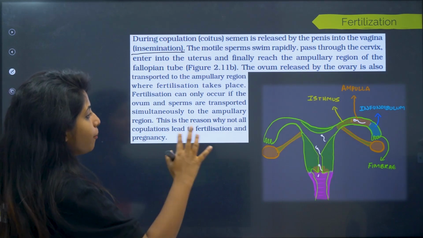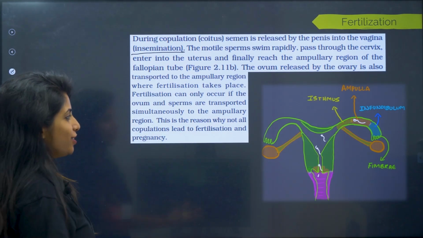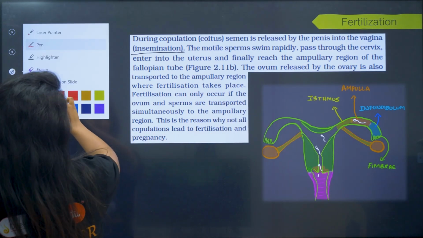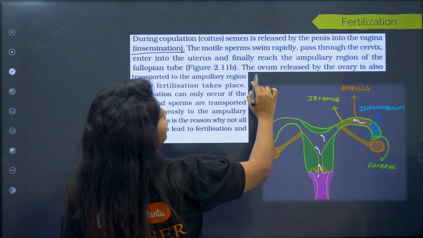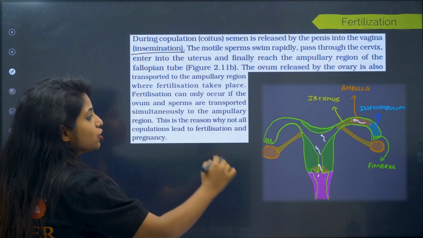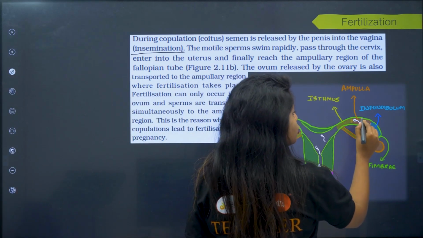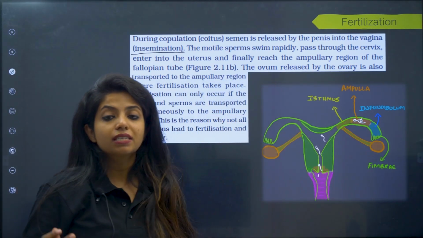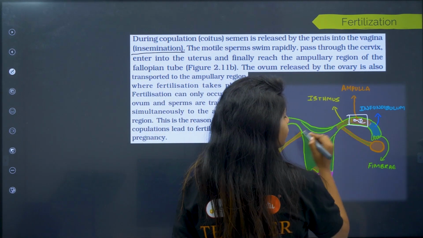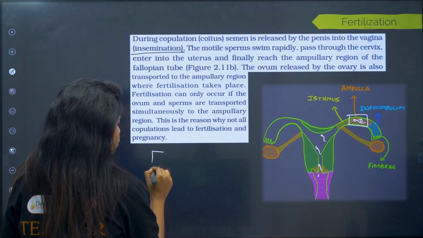Okay, it goes to the ampulla because who is there in the ampullary region? The egg is there in the ampullary region, which is why the sperm is also going there. Okay, so over here the ovum released by the ovary is also transported to the ampullary region where fertilization takes place. So as of now you got a great piece of information which is something that you should never forget. Where does the fertilization take place? It takes place in the ampullary region. Children, please write it down somewhere. Okay, where does the fertilization take place?